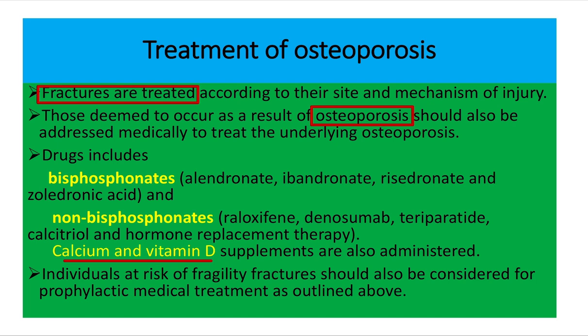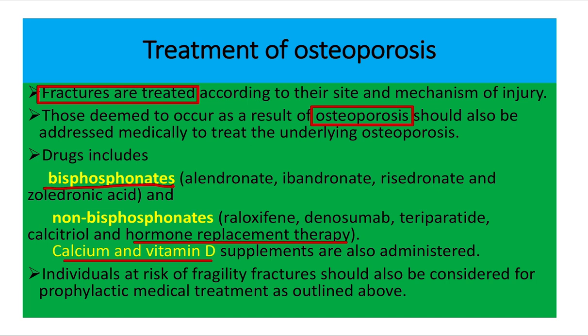Then bisphosphonates such as alendronate, ibandronate, risedronate and zoledronate. So calcium, vitamin D and bisphosphonate are supplied, and sometimes non-bisphosphonate drugs are also given, including hormone replacement therapy. But in case of hormone replacement therapy, there is a risk of development of heart disease and carcinoma of the breast. So for this condition, hormone replacement therapy is usually avoided.